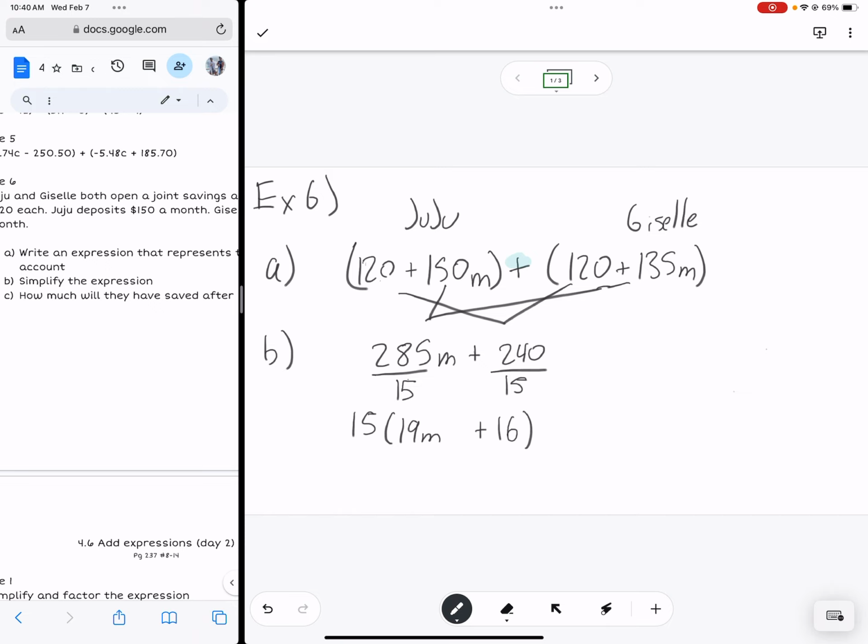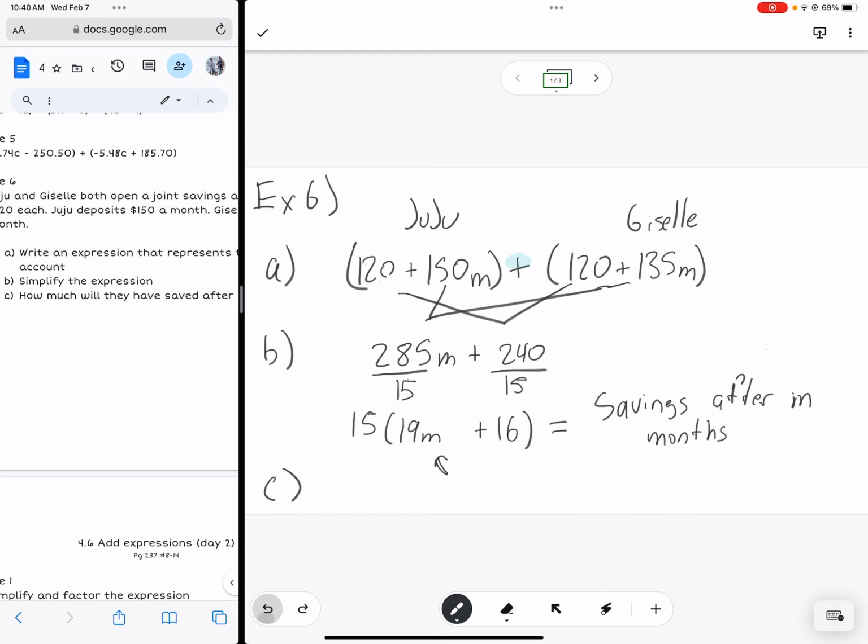So letter B, we just simplified it. Now, what this expression represents, what we just did, is we are able to determine their savings after M months. So if you want to find out how much they've saved after 8 months, you just plug in 8 for M. If I want to find out how much they save in a year, it's going to be 12 for M. If I want to find out for 2 years, it's going to be 24 for M.